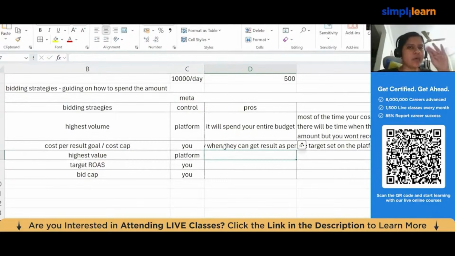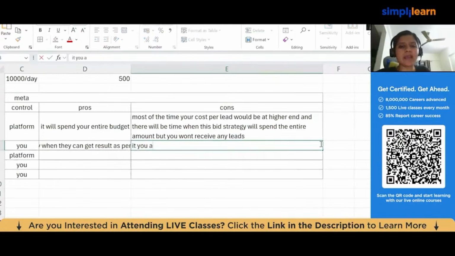Like Meta is seeing that, okay, people are bidding very high. Meta won't participate in the auction because they know you can't win the auction because others are bidding very high for it. Okay, so Meta won't participate in the auction and your money also won't get wasted. That's a good thing.